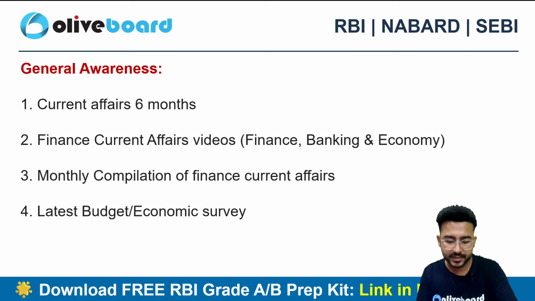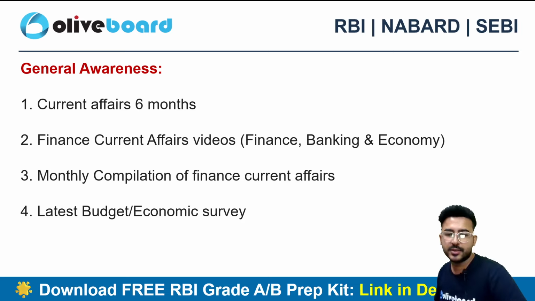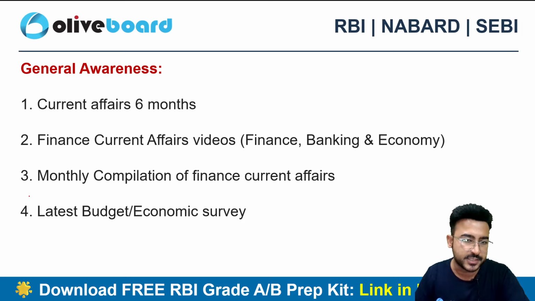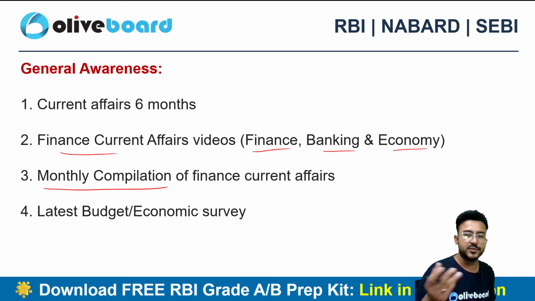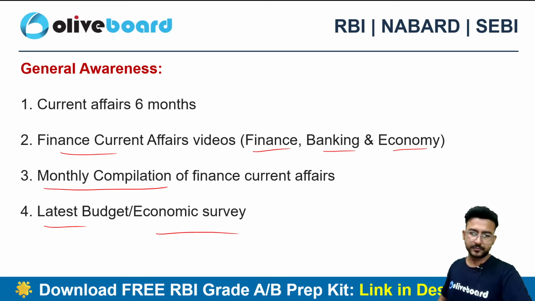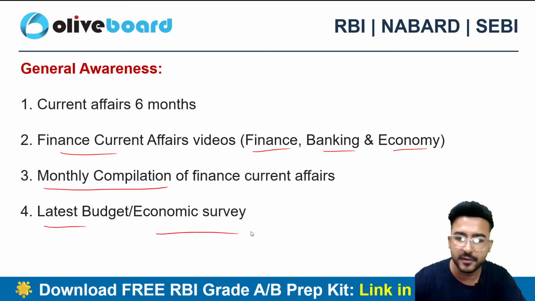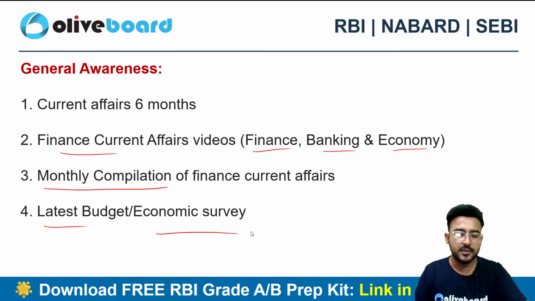Coming to the general awareness part, now your phase 1 paper 1, which will have general awareness. You need to cover at least 6 months of current affairs, right? Specifically the current affairs related to finance, banking and economy. We also at Oliveboard bring a monthly compilation of the finance current affairs, so you can use that lecture as well. The latest budget and the latest economic survey you need to cover. Definitely first try to cover the recent 3 months and then the 3 months before that.